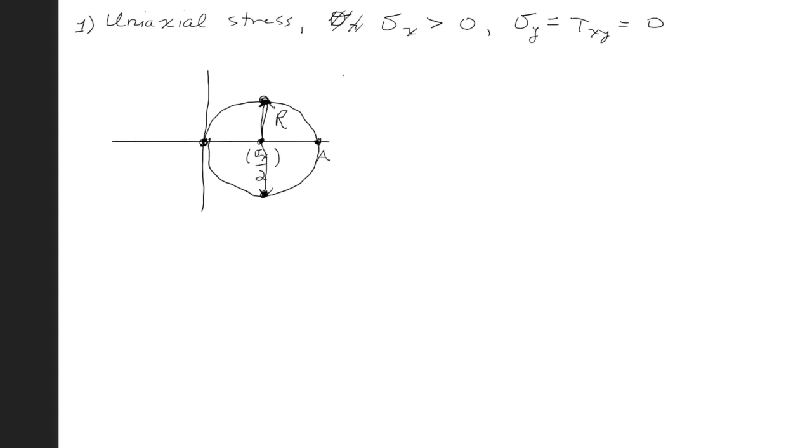And so tau max is equal to sigma x over 2, and it happens at a theta max equal to 45 degrees, because this here is 2 theta equal to 90 degrees. Okay, so there's uniaxial stress. Let's do another example. Why don't we try biaxial stress?